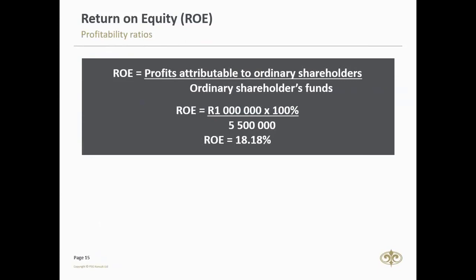Most analysts will believe that a return on equity of less than 10% is unsatisfactory. Say for example, the profits dropped to 500,000 instead of $1 million. We still have the same amount of shares in issue. In that scenario, 500 divided by the 5.5, you'll get a return on equity of about 9%. As I say, most analysts will say, nah, that's not satisfactory.